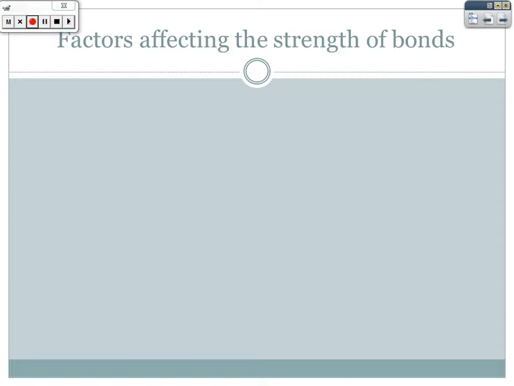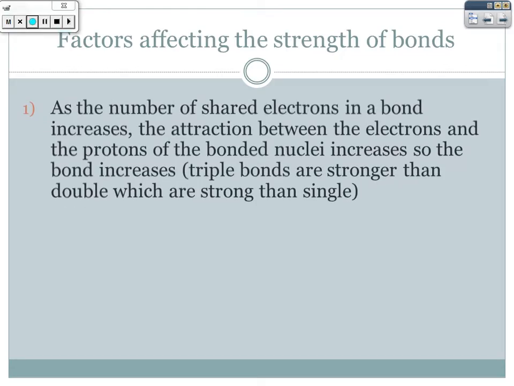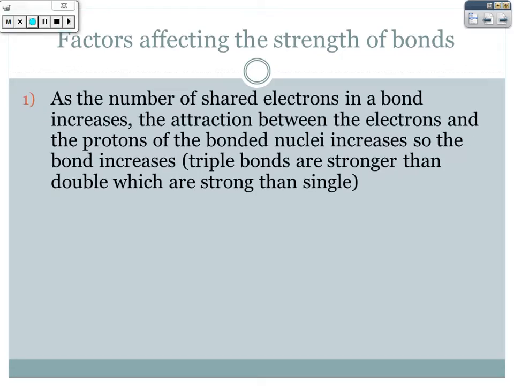And so we're going to talk now about factors affecting the strength of bonds, and I just want you to listen to this. Don't freak out about it because it's a little complicated, but just listen. As the number of shared electrons in a bond increases, the attraction between the electrons and the protons of the bonded nuclei increases as well, so the bond strength increases. This means that triple bonds are stronger than double bonds, which are stronger than single bonds. And you're actually going to see this in the bond enthalpies. When you look at a carbon-carbon triple bond, it has a higher enthalpy than a carbon-carbon double bond, which has a higher enthalpy than a carbon-carbon single bond.